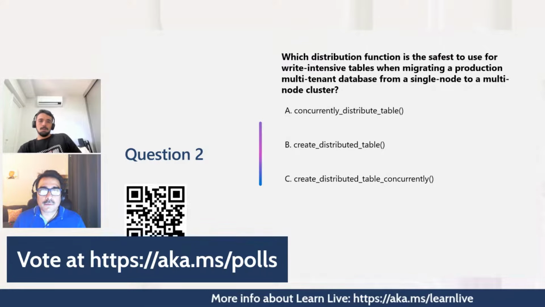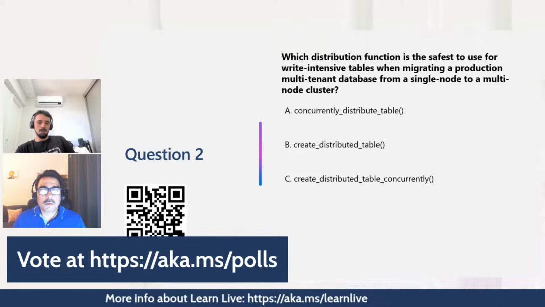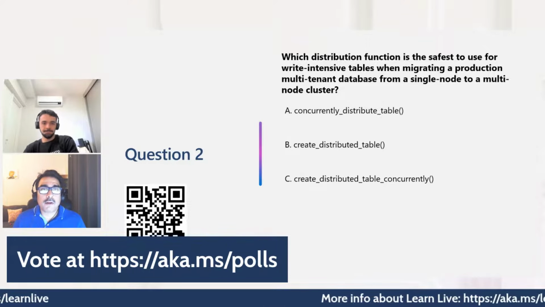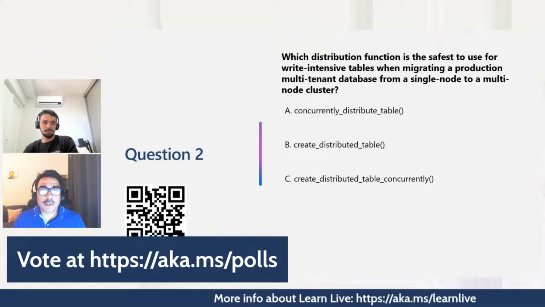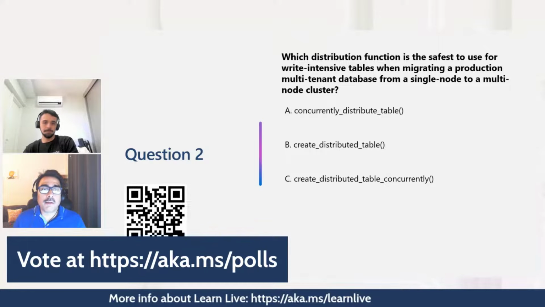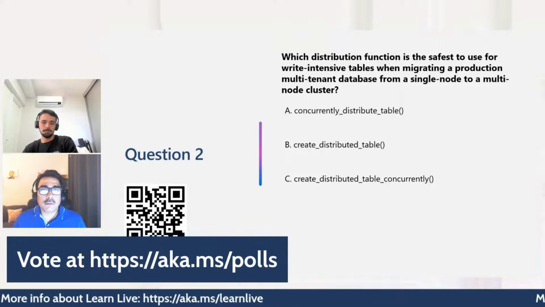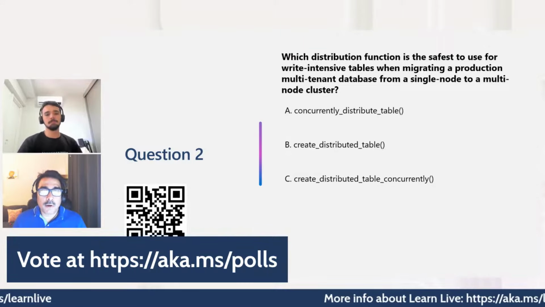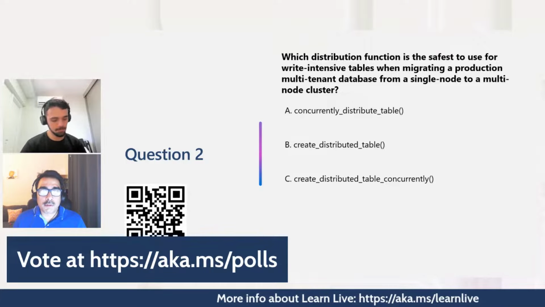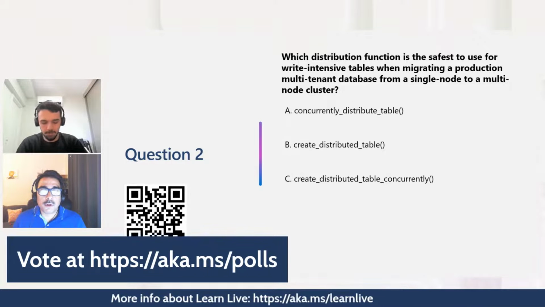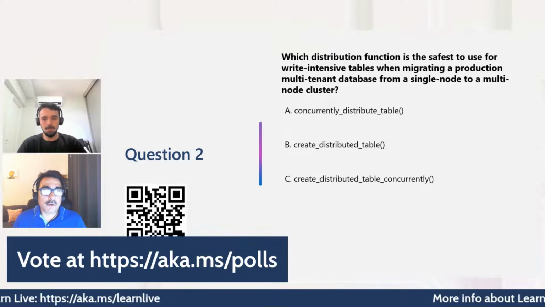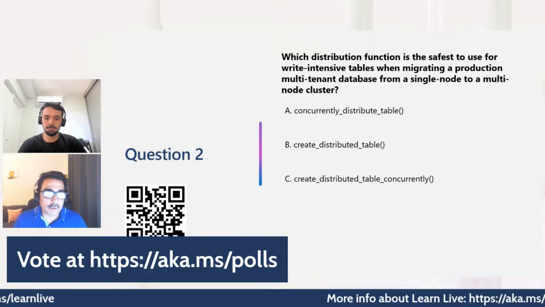Right. Again, we discussed this because it's a write intensive table. Obviously, any locking to the table will mean that there'll be an application outage, right? So we have to use a function which allows you to write on the table as well as get it distributed across the shard or across the nodes.